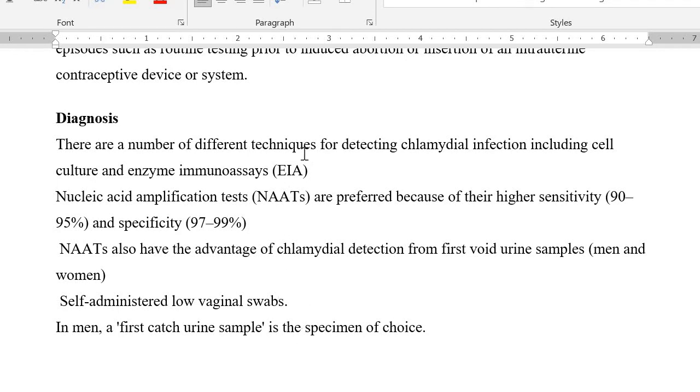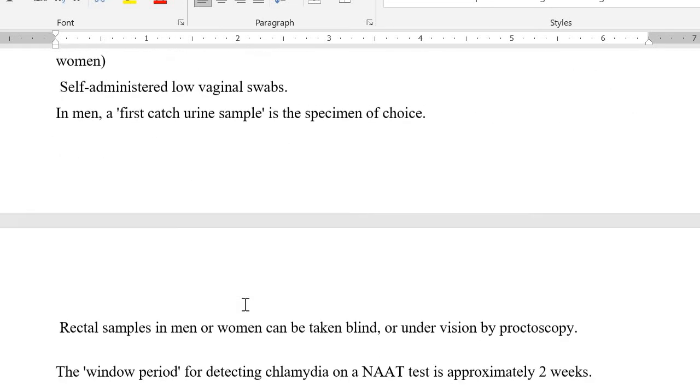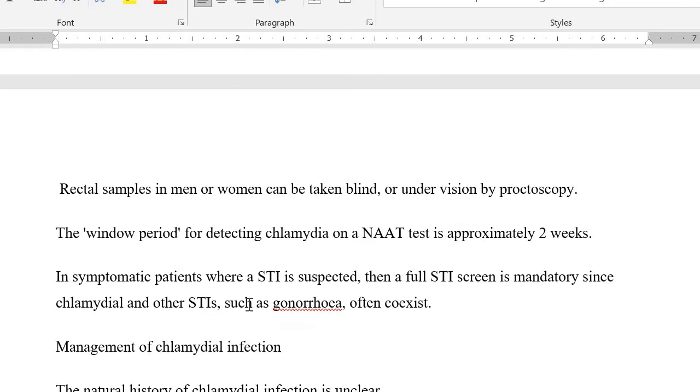There are a number of different techniques for detecting chlamydial infection, including cell culture and enzyme immunoassay. Nucleic acid amplification tests are preferred because of their high sensitivity, 90 to 95%, and specificity, 97 to 99%. They have the advantage of chlamydial detection from first void urine samples, both in the men and the women. Self-administered low swabs can be taken, and in the men, first catch urine can be taken.